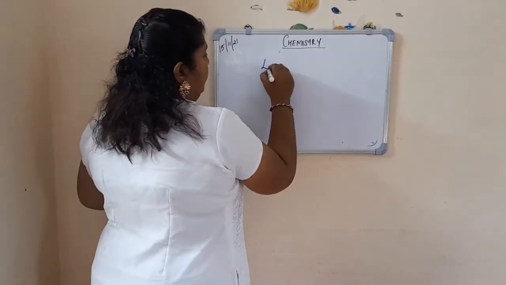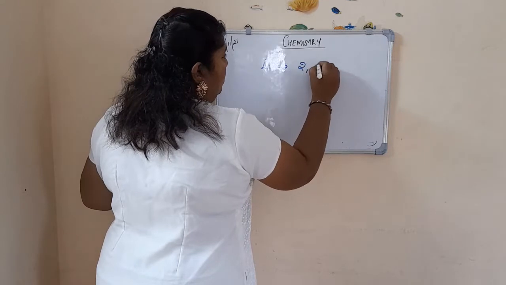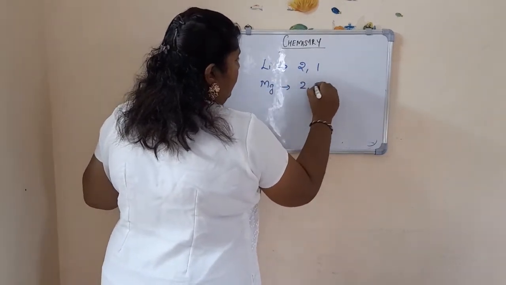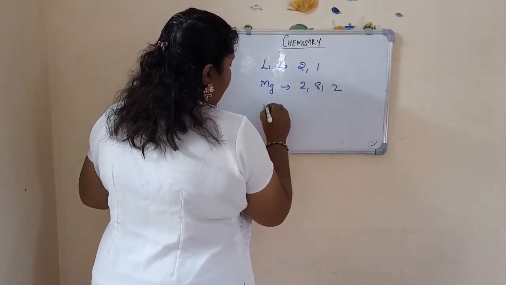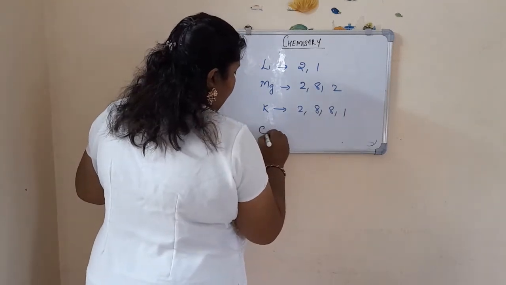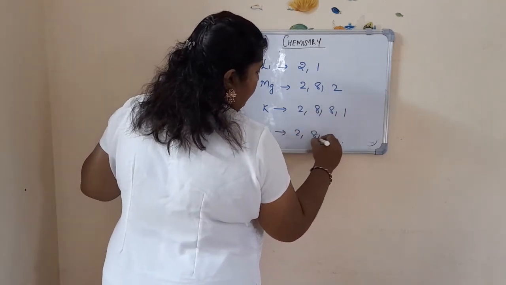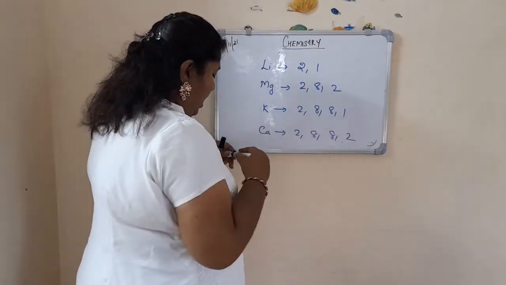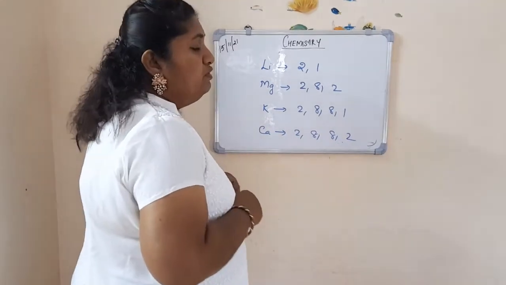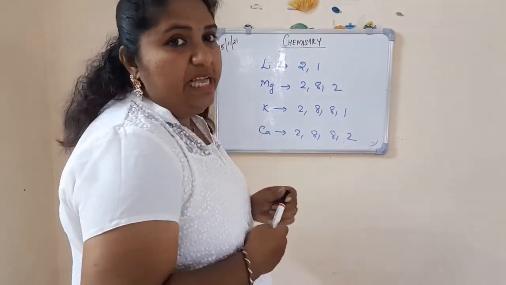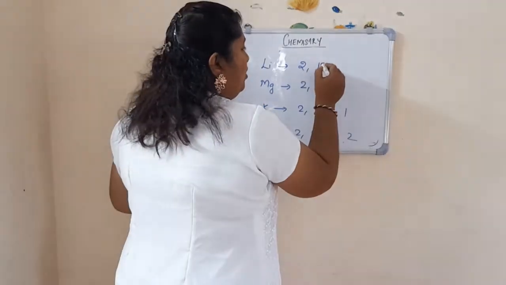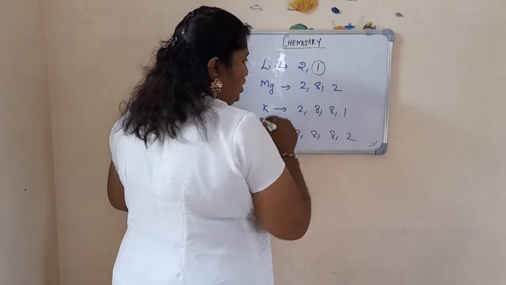see here lithium, it's 2 and 1. Then magnesium, it is 2, 8, 2. Potassium, it is 2, 8, 8, 1. Then calcium, 2, 8, 8, 2. If a list of elements is given like this and they ask you to find the group number, how can you easily find it? You have to find how many electrons are there in the outermost shell.